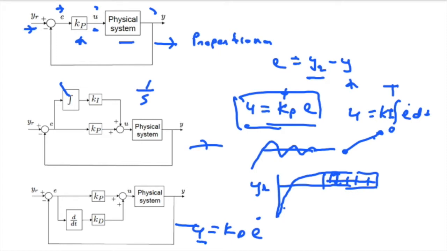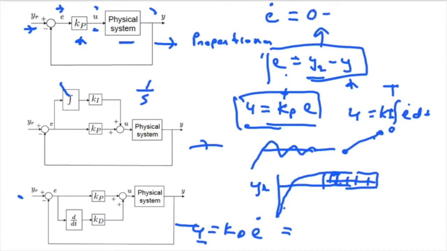What is e dot in this case? y reference is constant. So if e is this, what will be e dot? What will be e dot here? Rate of change of error. If y reference is constant, what will be e dot? Guys, differentiation. If this is my e and y reference is constant, what will be my e dot?